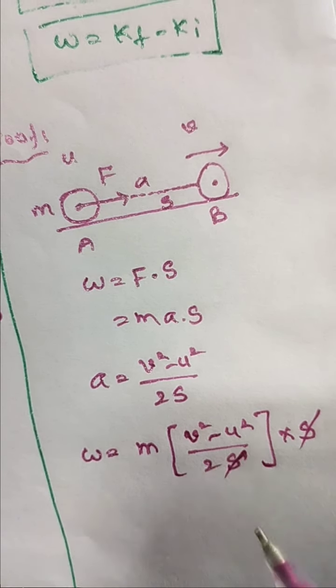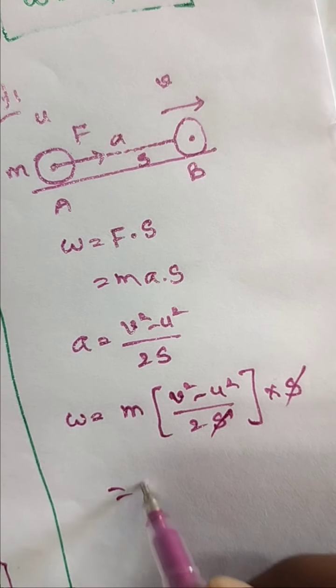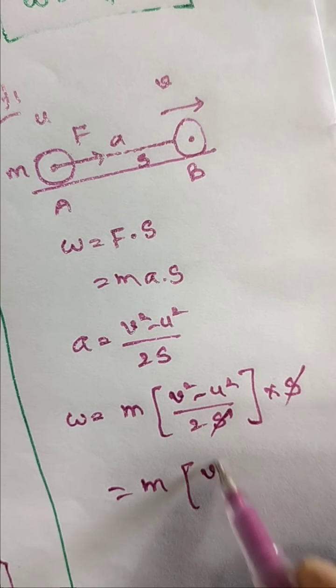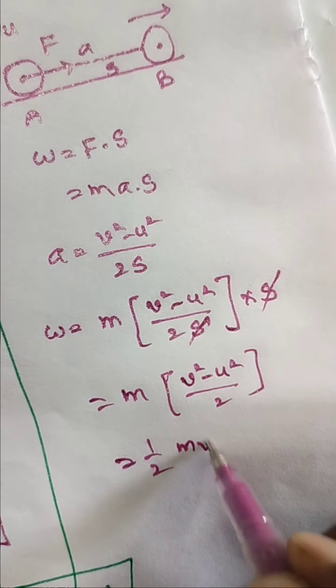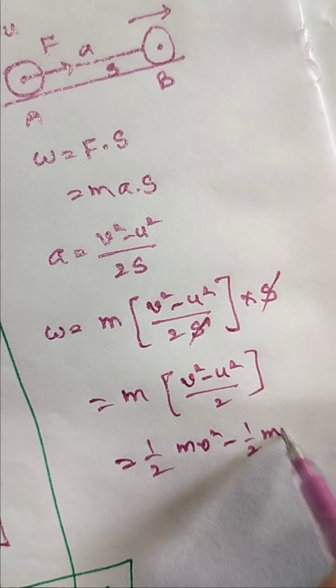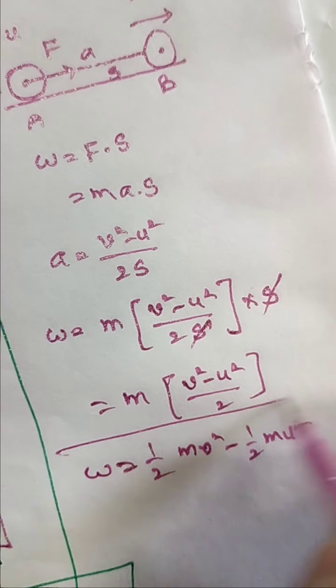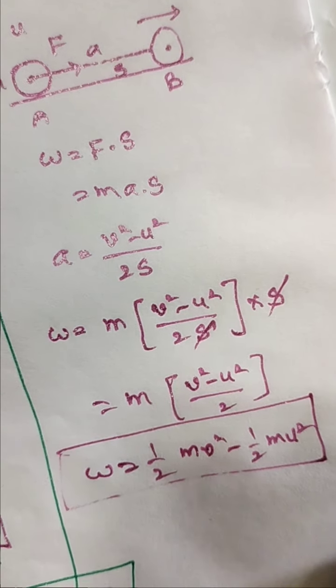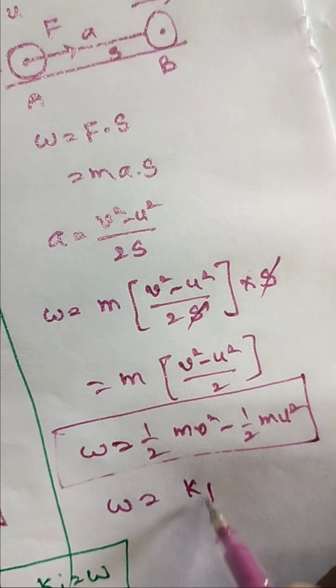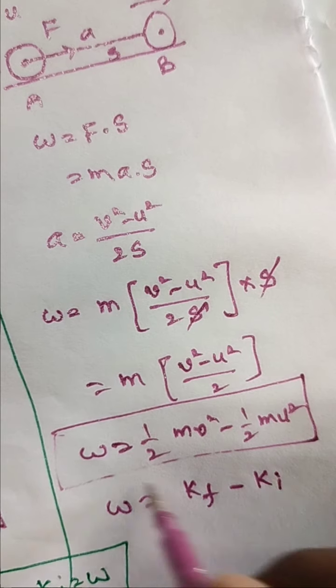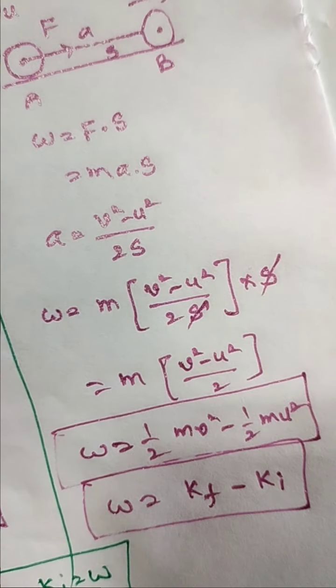So S cancels. So here what happened? M into V square minus U square by 2. So that is 1 by 2 mv square minus 1 by 2 mu square is equal to W. So W is equal to K final minus K initial. So this is called the work energy theorem.